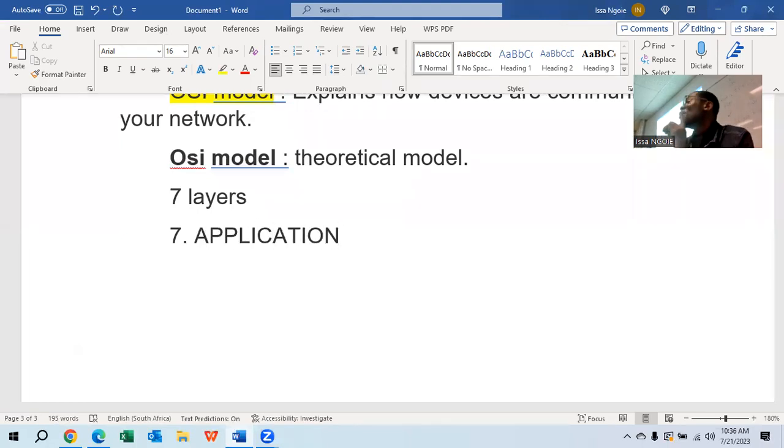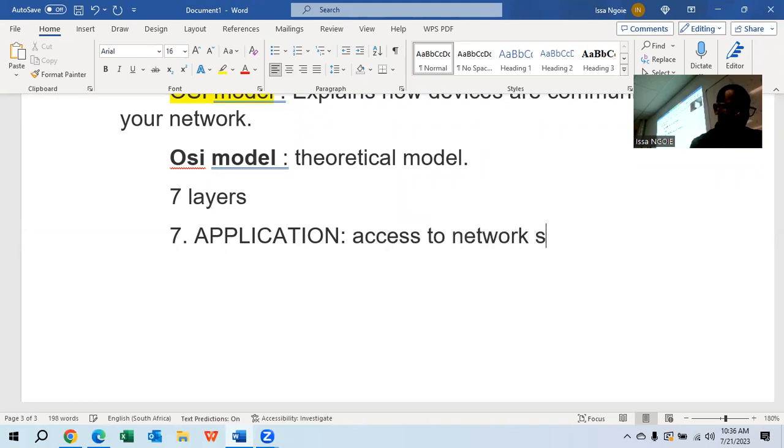Layer 7, guys, we call it the application layer. They will ask you a question. There are so many questions on this OSI model. They will ask you, what is layer 7? Just knowing the name. So according to the OSI model, layer 7 is the application layer. What does it mean? The application layer is the layer that gives access to network services. Access to what? To network services or applications.